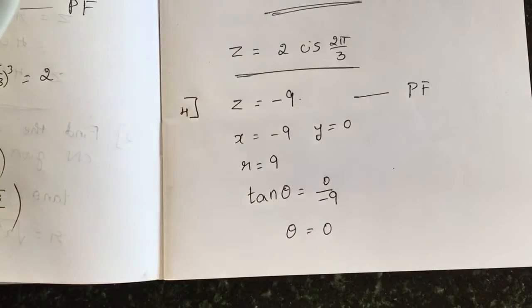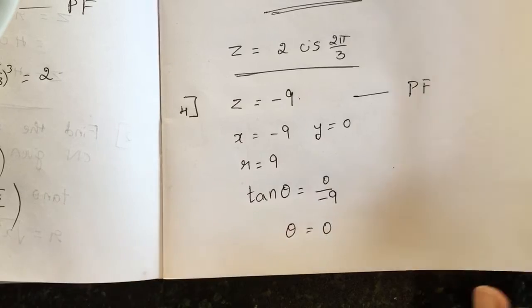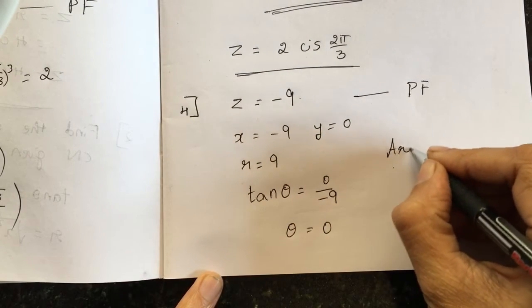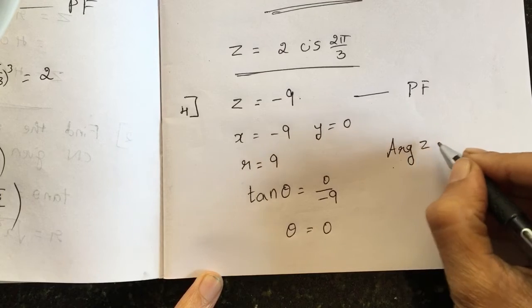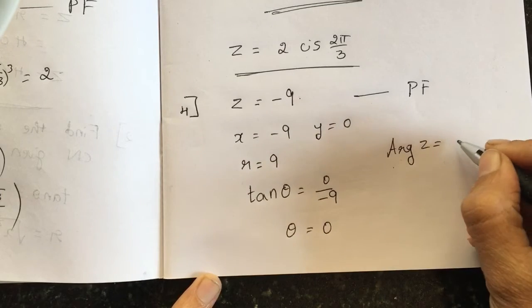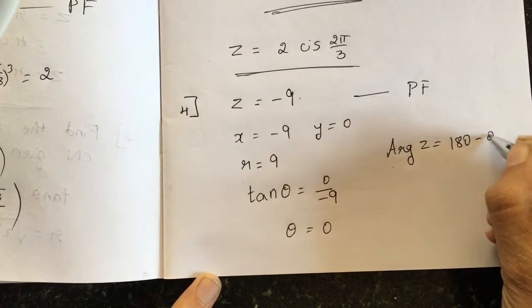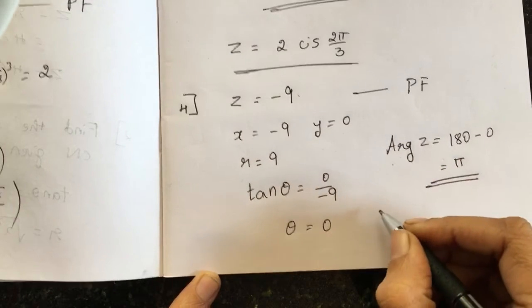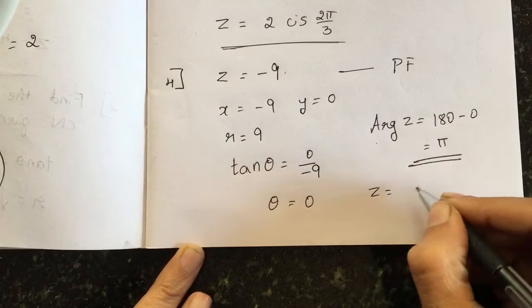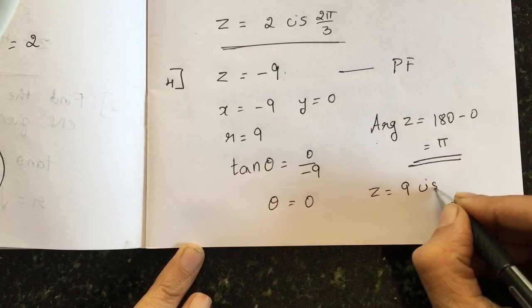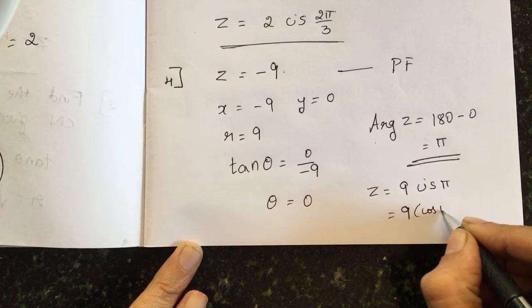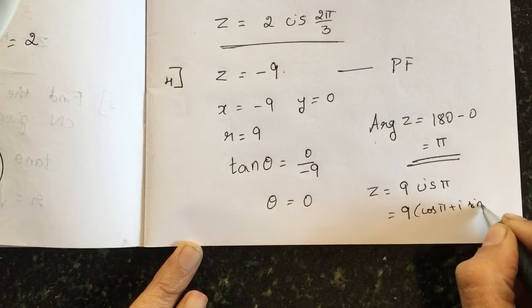For a negative real number, you can directly write that the angle theta is 0, and the argument of z will be 180 minus theta because x is negative. 180 minus 0, so it's 180 degrees, that's pi. So z can be written as 9 cis pi, or you can even write 9 into cos pi plus i sin pi.